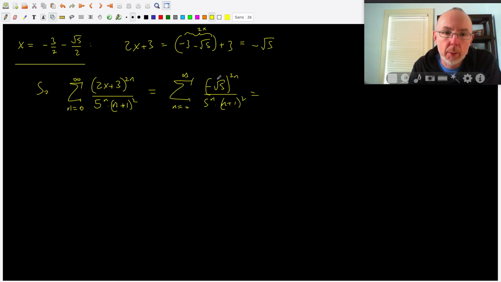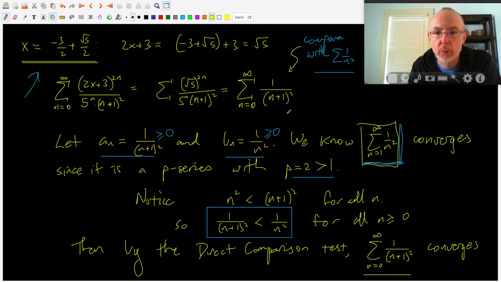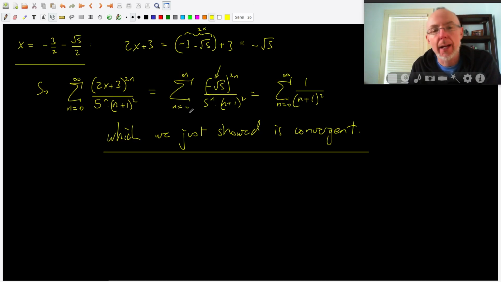And that's going to be, well, this is 5 to the power of n divided by 5 to the power of n again. We're squaring it, so the negative sign goes away. Right? So the only difference here from the previous case was that negative sign. When I square it, that's gone. And so we end up with exactly the same series that we saw last time. The sum from n equals 0 to infinity of 1 over (n plus 1) all squared. And we literally just showed that that was convergent. It was exactly the same series we looked at in the previous endpoint.